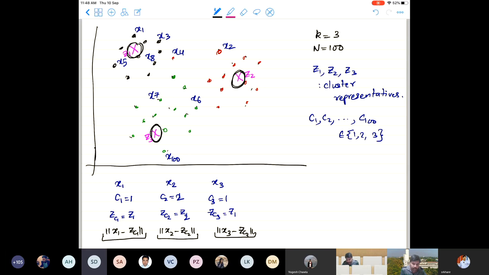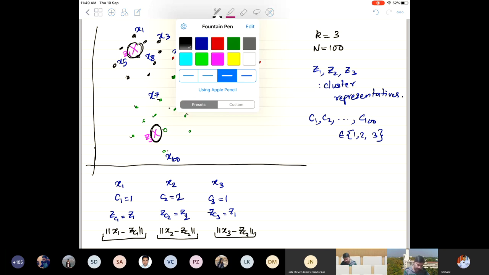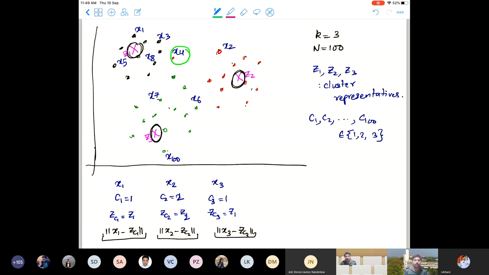Sir, is it actually even possible for the clusters to overlap on each other? So if I understand you correctly by overlap, for example, if you see this particular point x4, then roughly the distance of this point x4 from this representative looks to be same as the distance from this representative.